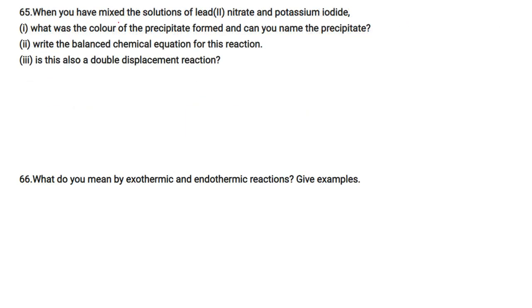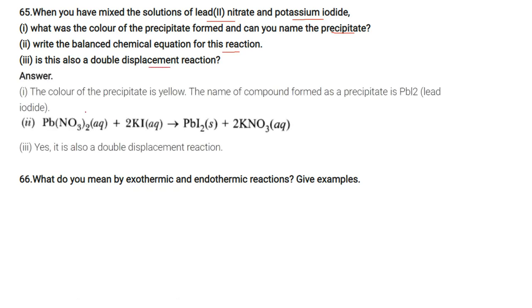When you have mixed the solution of lead nitrate and potassium iodide, what was the color of the precipitate formed and can you name the precipitate? Write the balanced chemical equation for this reaction, and is this also a double displacement reaction? The reaction is something like this: Pb(NO3)2 combines with potassium iodide. K takes the place of Pb and Pb takes the place of K, so it's a double displacement reaction. The color of the precipitate is yellow. The name of the compound formed is lead iodide.